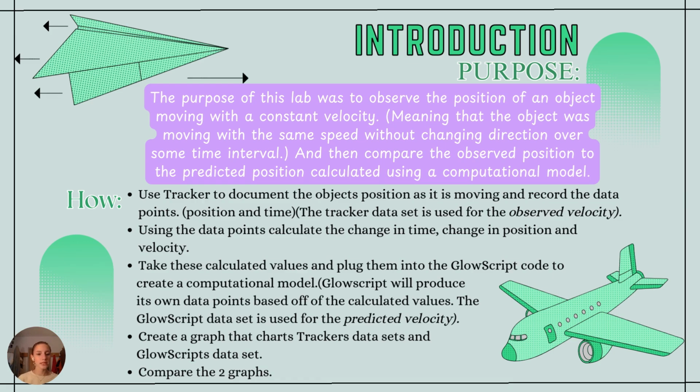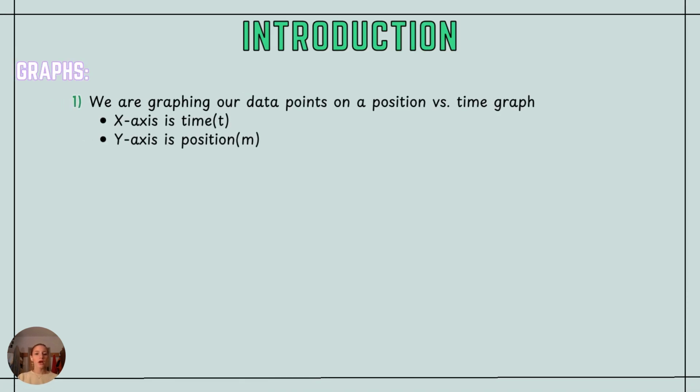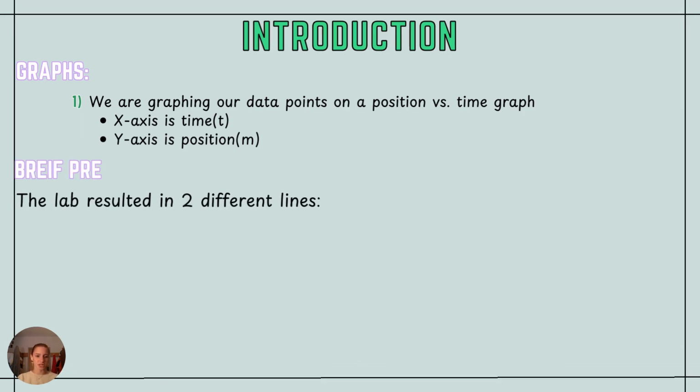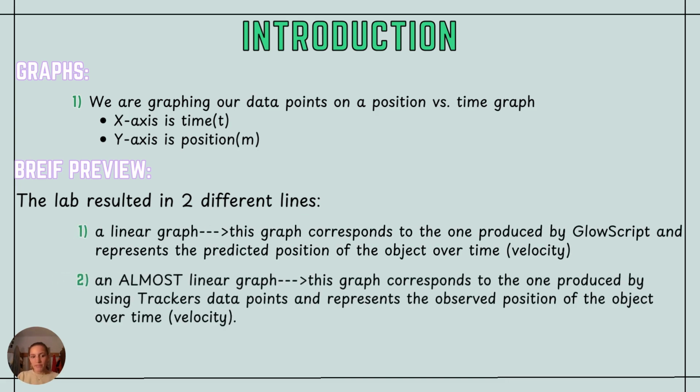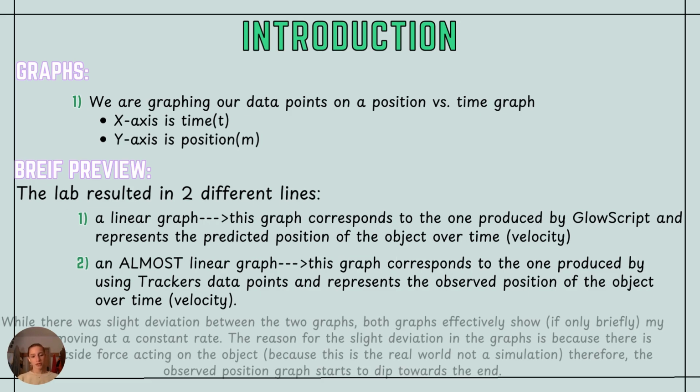Now here, it's important to tell you that the graph created by Tracker is going to be our observed position graph, and the graph created by GlowScript is going to be our predicted position graph. Here we are plotting on a position versus time graph, where the x-axis is time and the y-axis is position. Now this lab resulted in two different lines. A linear graph, which corresponds to the one produced by GlowScript, and an almost linear graph, which corresponds to the one produced by Tracker.